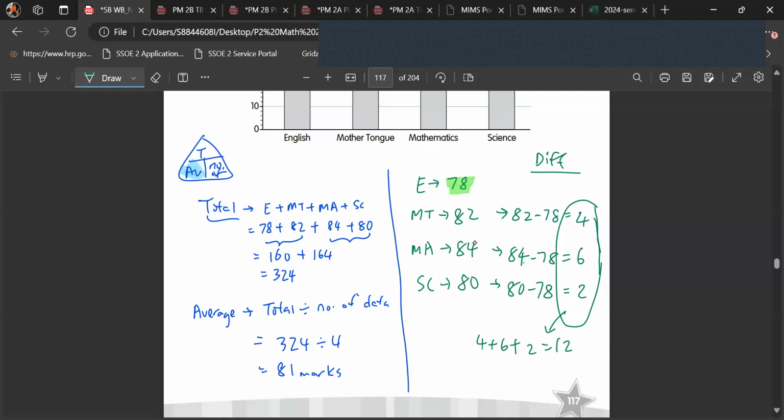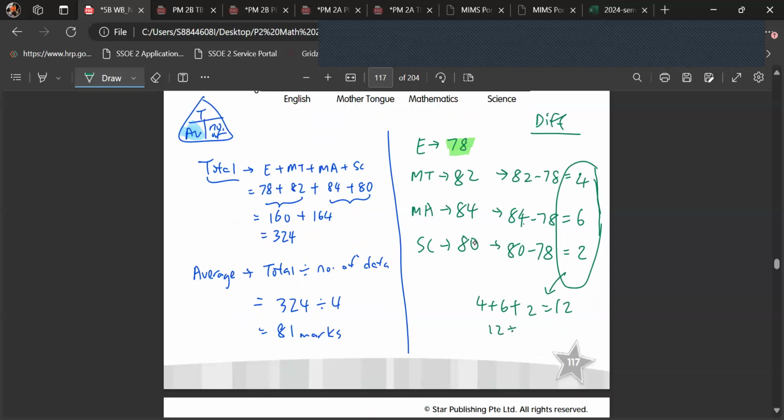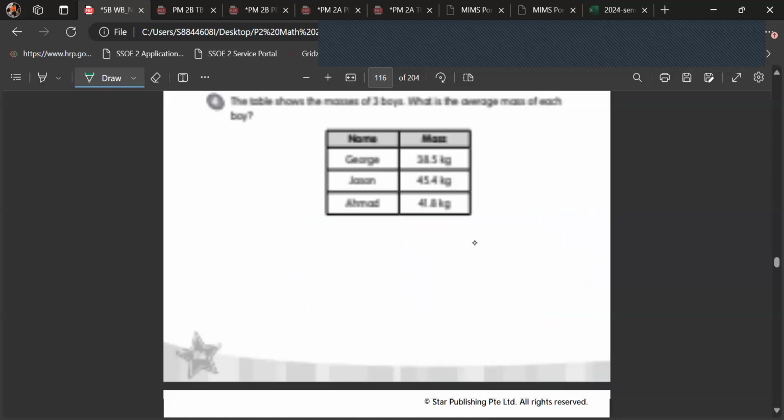And I'm going to take this 12 divided by 4, 4 tests, to get 3. Then the average will be 78 plus 3, answer 81. Oops.